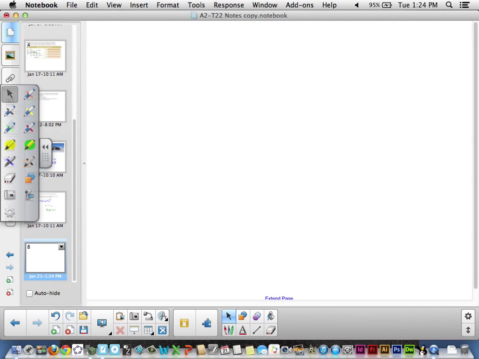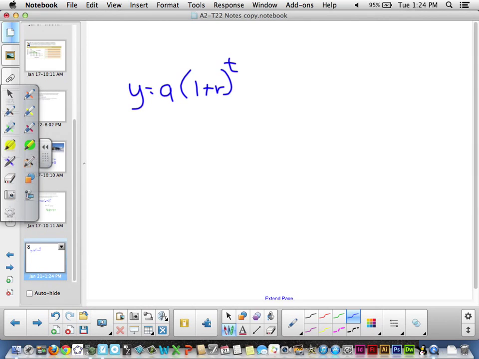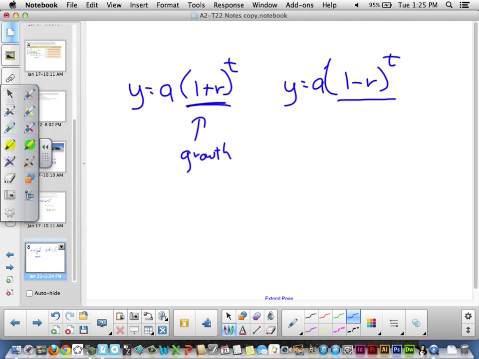And so that's exponential growth and decay. Remember, they both follow the same basic form. y equals A times 1 plus r to the t, or y equals A times 1 minus r to the t. The difference is 1 plus r, that's growth, because you're multiplying by a number bigger than 1, because you're adding r to 1. 1 minus r, that's decay, and that'll always be a number between 0 and 1. And this will be a number larger than 1.